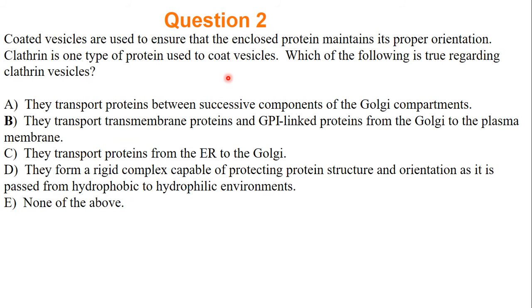So here is a question that gets at your understanding of our vesicles. Coated vesicles are used to ensure that enclosed proteins maintain proper orientation. Clathrin is one type. So what's true about Clathrin? What's true about Clathrin is that they transport proteins and GPI, so GPI is a lipid, linked proteins from the Golgi to the plasma membrane. Remember, that is what Clathrin is doing for us.